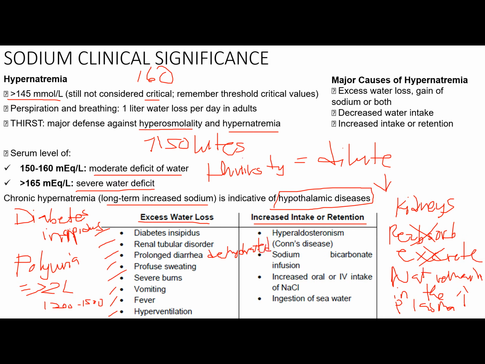And itong prolonged diarrhea, profuse sweating, syempre pag nagda-diarrhea ka, class, you tend to be dehydrated. So kapag dehydrated ka, of course, tataas din yung mga solutes mo, yung mga ions mo, leading to hypernatremia. Same with sweating, dehydrated ka din. Same with severe burns, vomiting, fever, and yun. So you would tend to be dehydrated.